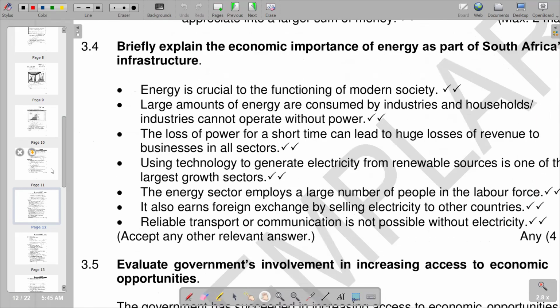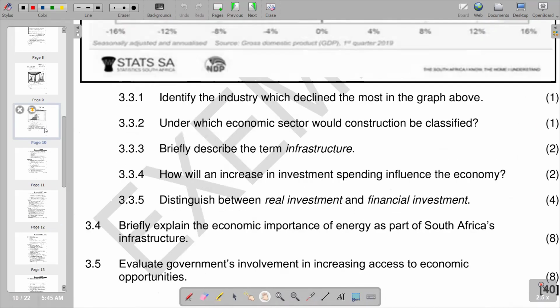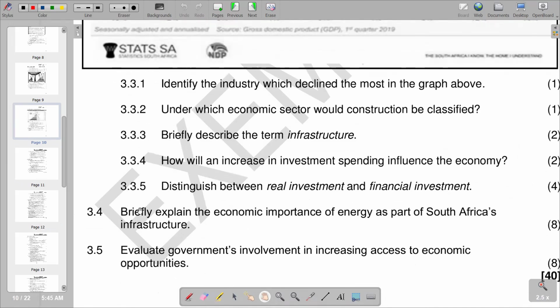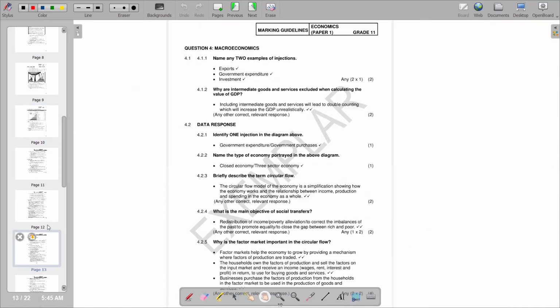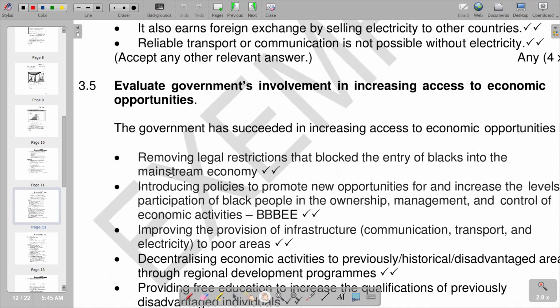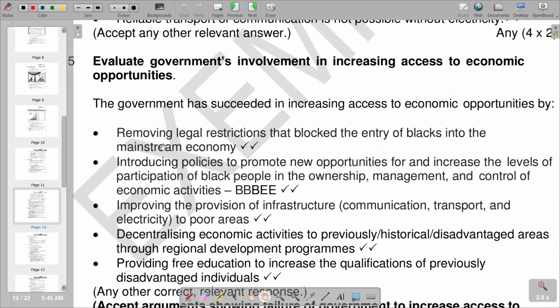Then we move on to the last part, which is going to be our 3.5, which reads: evaluate the government's involvement in increasing access to economic opportunities. So, how does the government increase economic opportunities? That is what we have on 3.5. So, we are saying the government has succeeded in increasing access to economic opportunities by removing legal restrictions that block the entry of blacks into the mainstream economy.